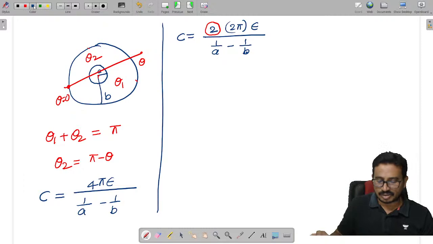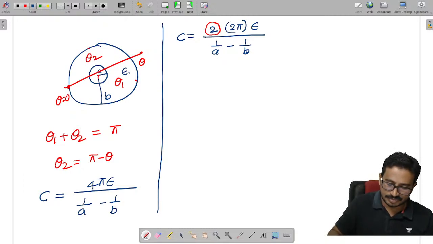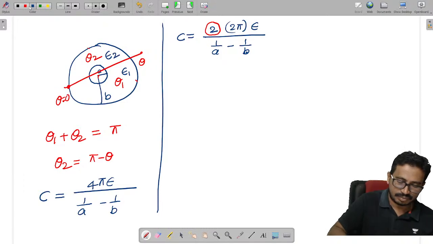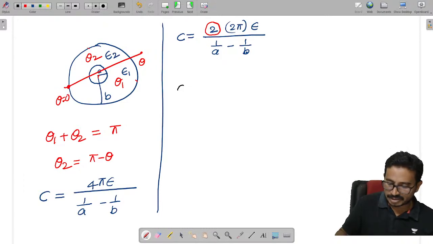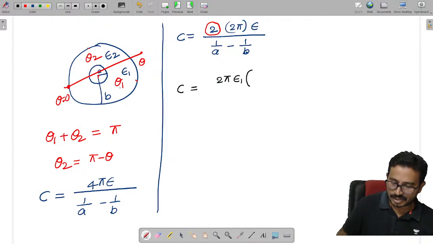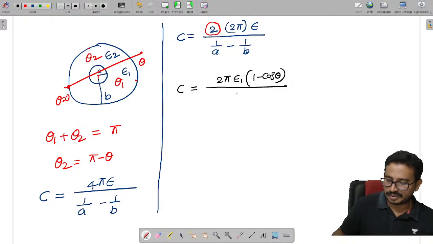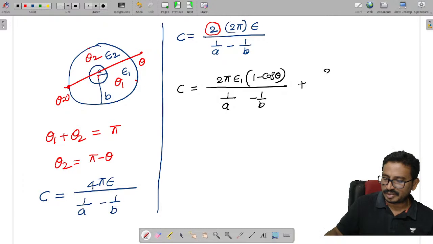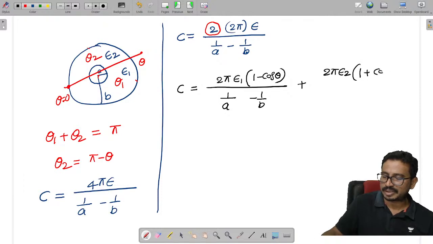Now this 2 changes as follows. One part is 1 minus cos theta, the other part is 1 plus cos theta. This is with epsilon 1 and this is epsilon 2. Now tell me the capacitance, what can I write? Capacitance is 2 pi epsilon 1 times 1 minus cos theta by 1 by A minus 1 by B, plus 2 pi epsilon 2 times 1 plus cos theta by 1 by A minus 1 by B.